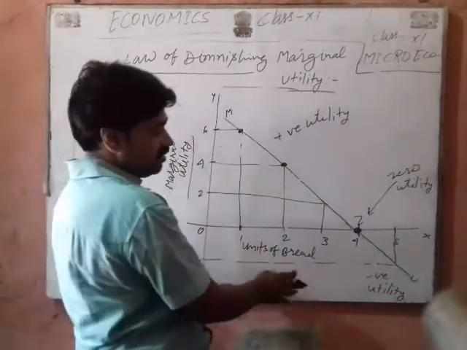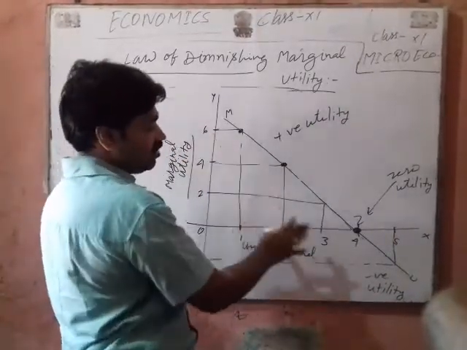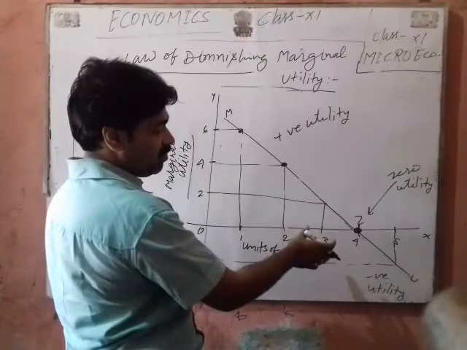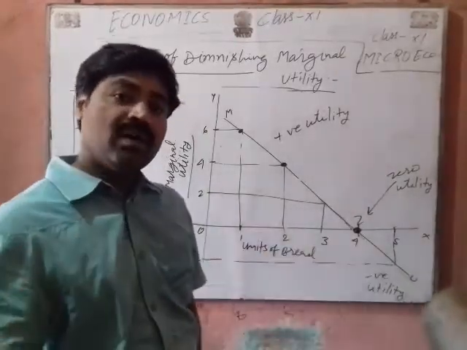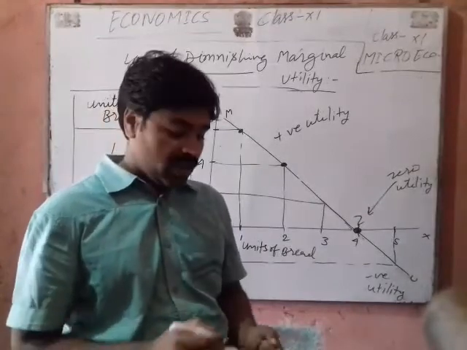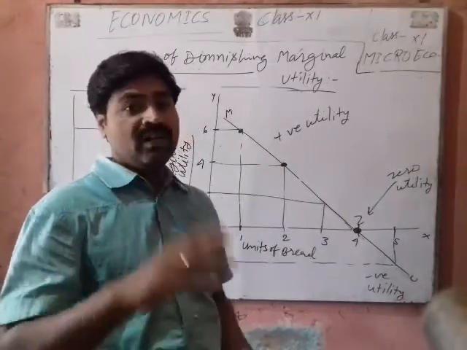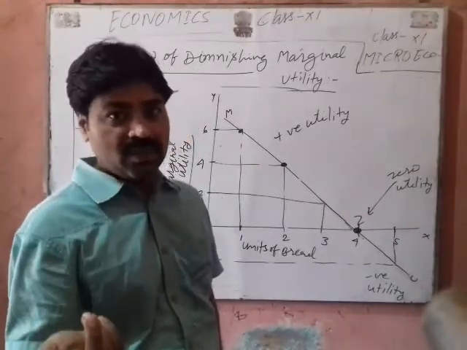That is, this law shows that as a consumer consumes additional units of a commodity, MU goes on declining, other things remaining constant. Other things remaining constant indicates the assumption of this law.